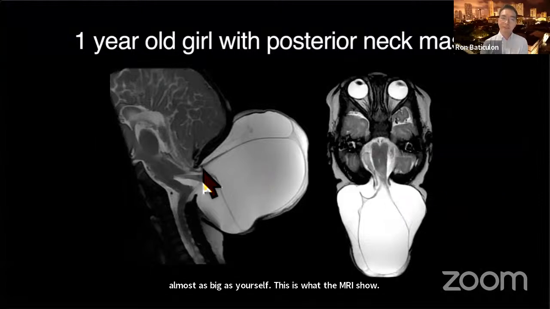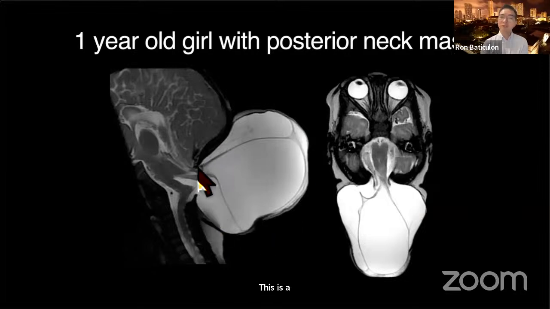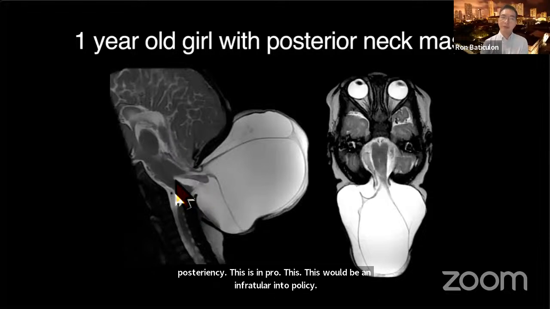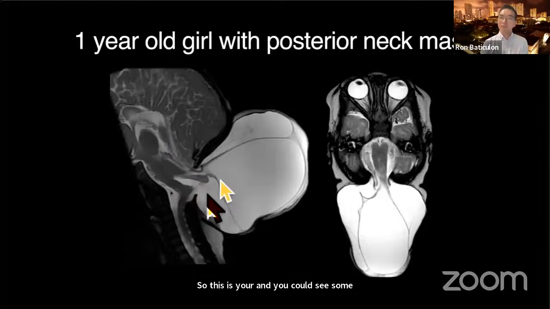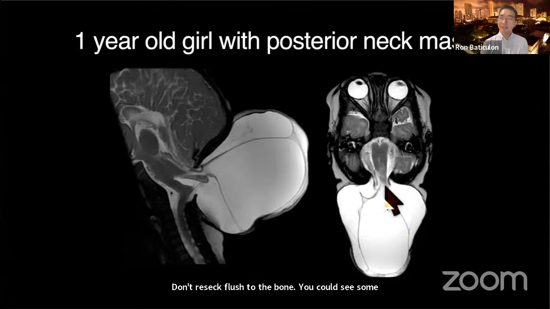So you can see it's a posterior encephalocele. This would be an infratorcular encephalocele. So this is your torcula, and you can see their cerebellum, and a bit of the brainstem herniating. So how do you do surgery for these patients? Key points. Number 1, again, don't resect flush to the bone. You could see that's already some of the dorsal brainstem herniating there.